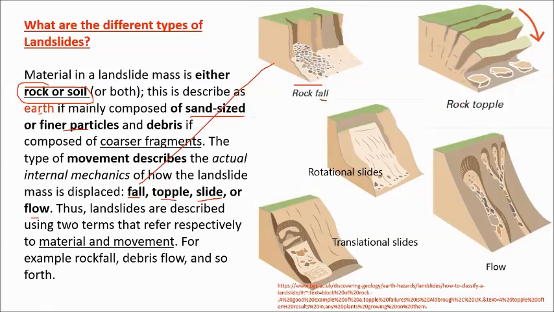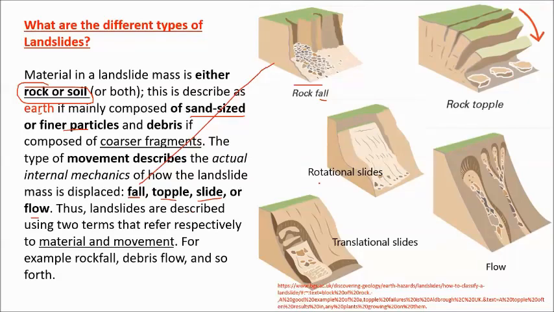Okay. So next is topple. Topple failures involve the forward rotation. As you can see, para itong sliced bread, no? It's a forward rotation and movement of a mass of rock, earth, or debris out of slope. So this kind of slope failure generally occurs around an axis or point at or near the base of the block of rock. So that's the second.